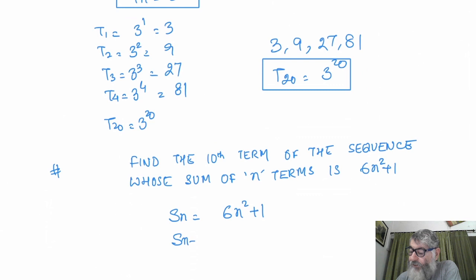So Sn minus 1 will be what? How will I calculate Sn minus 1? Replace n wherever the n is there by n minus 1. That is 6 into n minus 1 whole square plus 1.